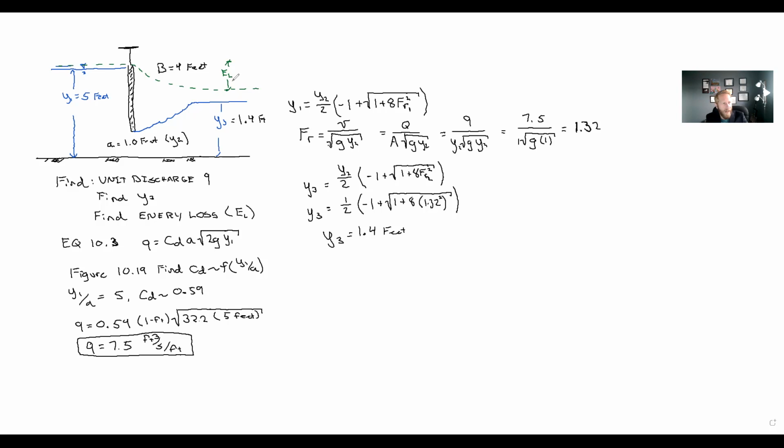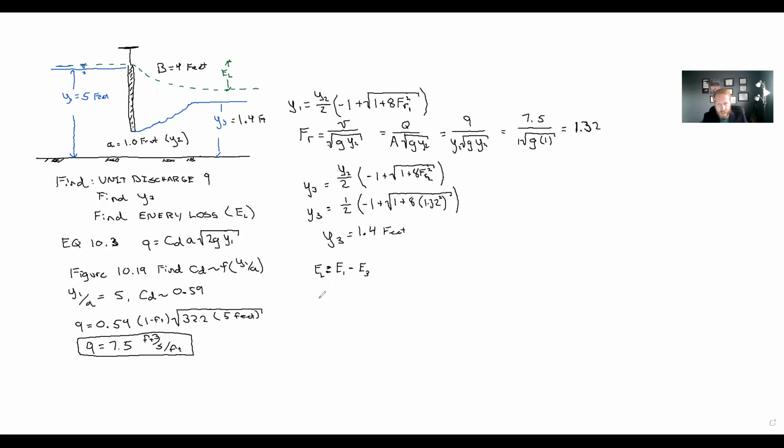So how would we find that? The energy loss is going to equal the total energy at E1 minus the total energy at E3. So whatever the energy is up here compared to the energy down here is how much energy we lost going through the gate, which has some coefficient of discharge. It has contraction losses, and then across the jump.